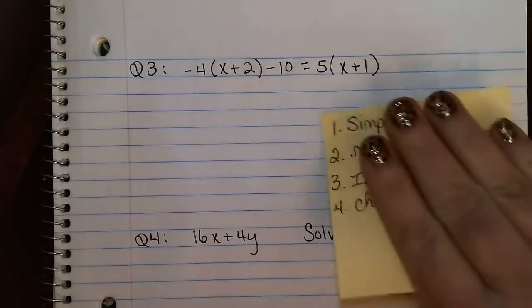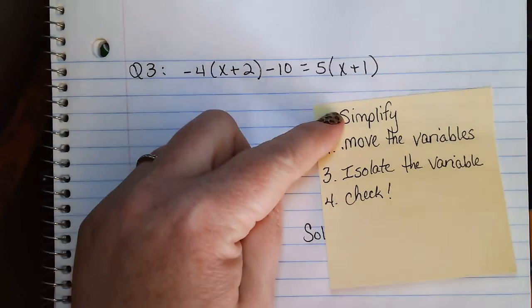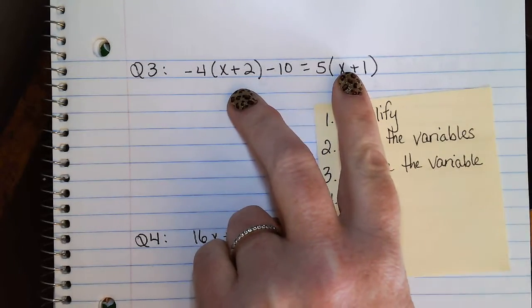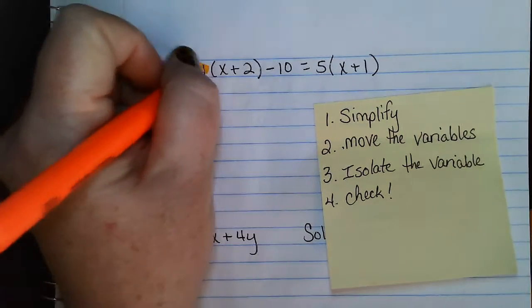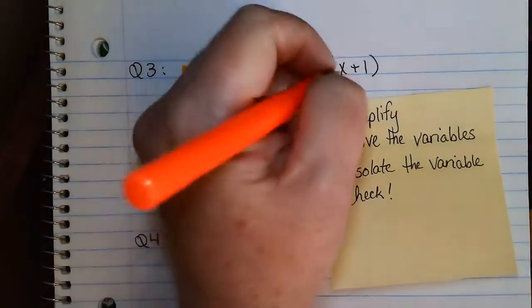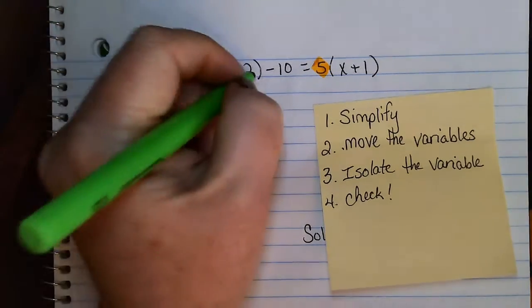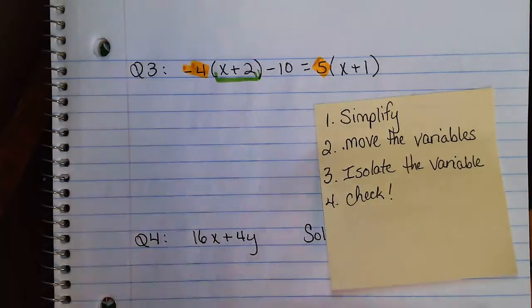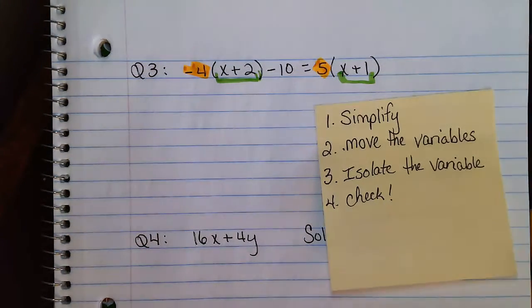We are following the same process. Simplify, distribute, combine like terms. We have to distribute on both sides of our equation. So I've got this negative 4 that needs to go in, and I've got this 5 that needs to go in. This 4 is only going to go into the x minus 2. The 5 is only going to go into the x plus 1.